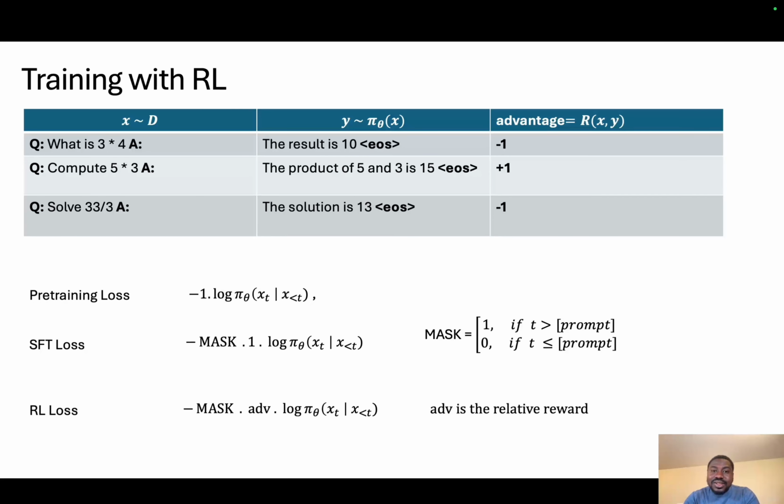So what we are really trying to do is optimize the model such that when it generates answers that are good, we want to encourage that. When it generates answers that are bad, we want to discourage that, versus just giving it some gold answer and applying the SFT loss, or its pretraining loss.